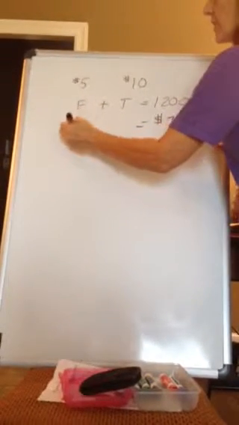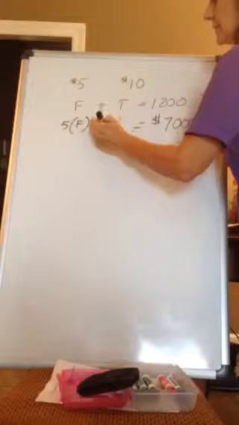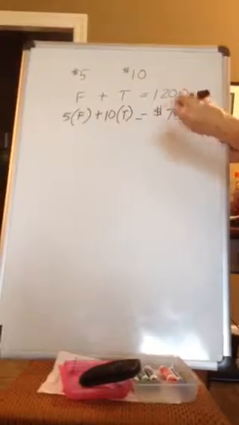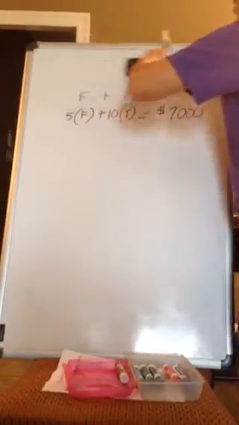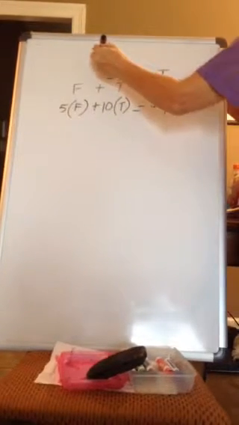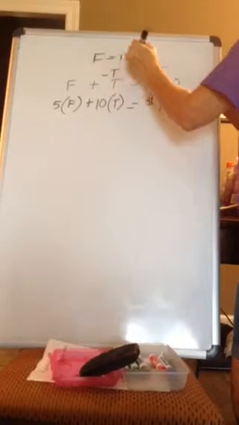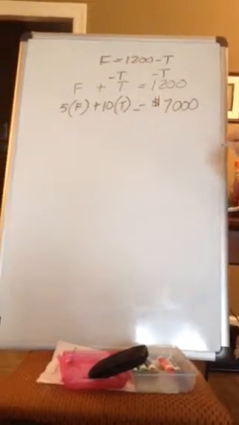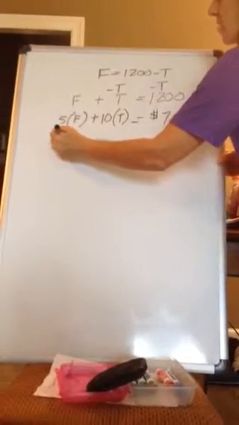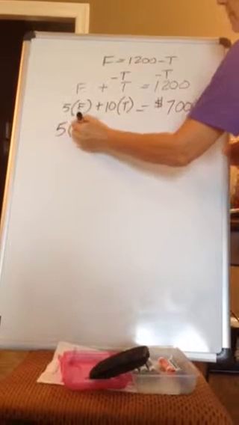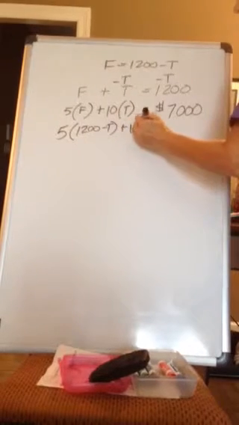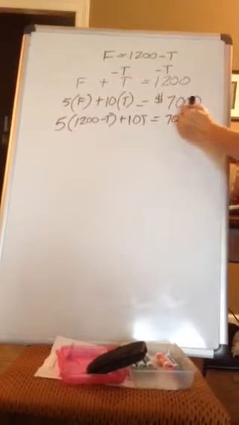Well, $5 times the number of 5s plus $10 times the number of 10s would equal $7,000. Again, I could solve for my number of 5s by subtracting my 10s on both sides, and 5s would equal 1,200 bills minus the number of 10s that I have. I could substitute this in for my f and solve for t. It would be 5 times (1,200 minus the number of 10s) plus 10 times the number of 10s equals 7,000.